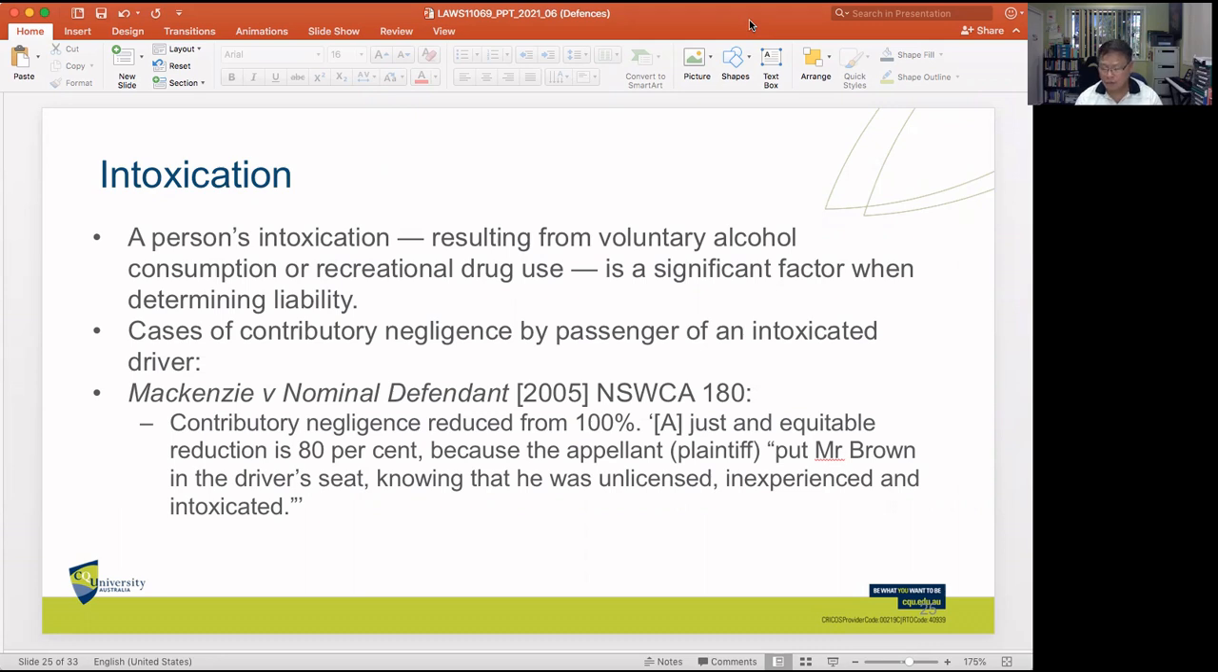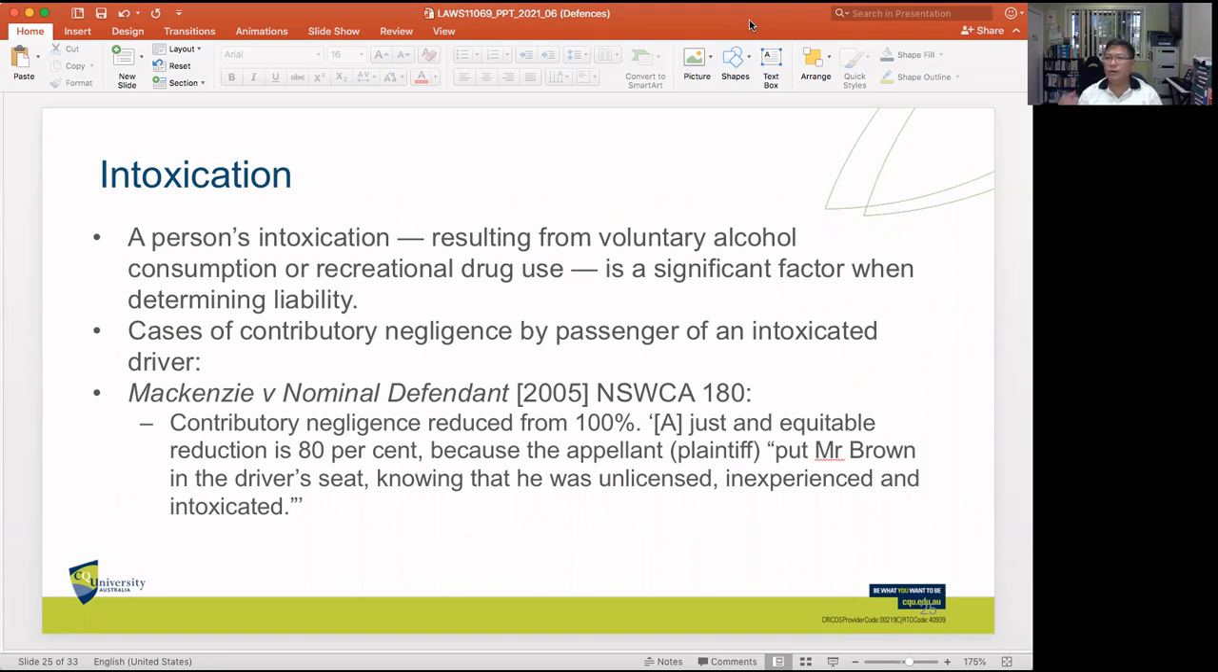So that's question one. Related to that question is, do you take into account the fact that a plaintiff may have been intoxicated, and that intoxication impaired the ability of the plaintiff to think properly about his or her own actions? In other words, it diminished the ability of a plaintiff to act.